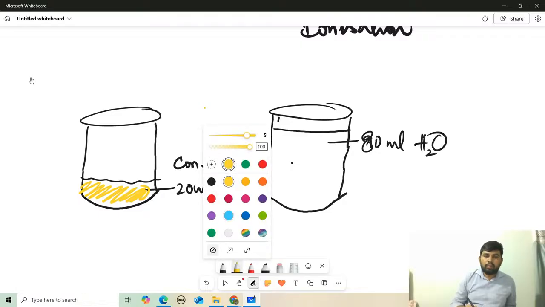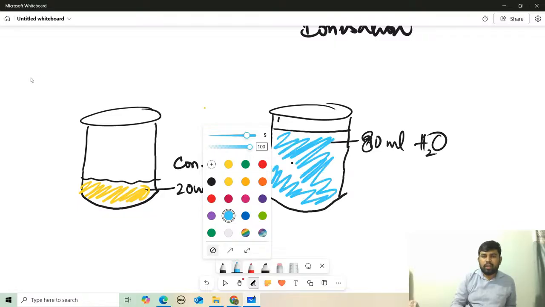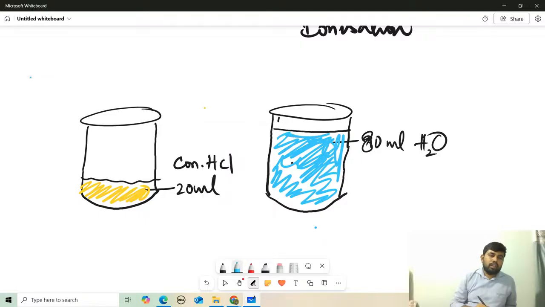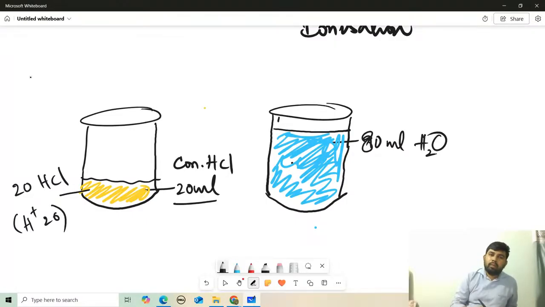This is water, a gray blue color. Now you see here, let's think that in the 20 ml of HCl there are 20 HCl molecules. It means they have 20 H plus ions. Now I'm going to pour this into the 80 ml of water.